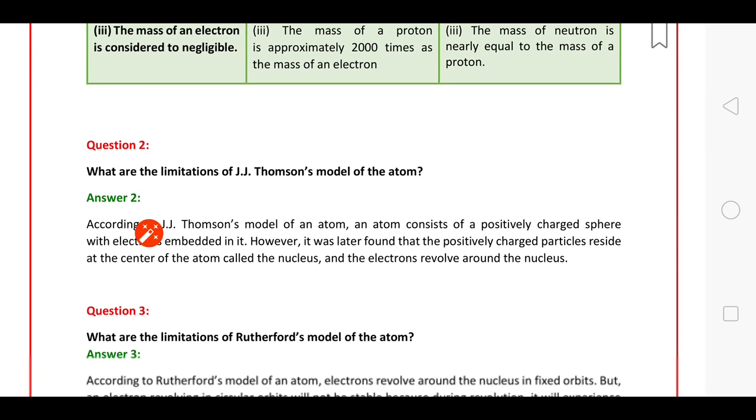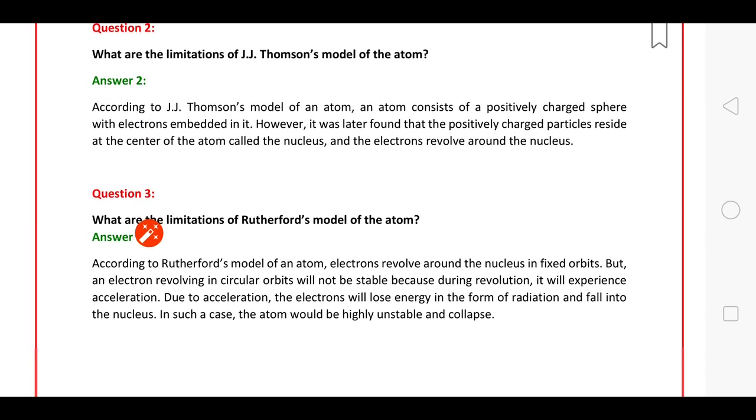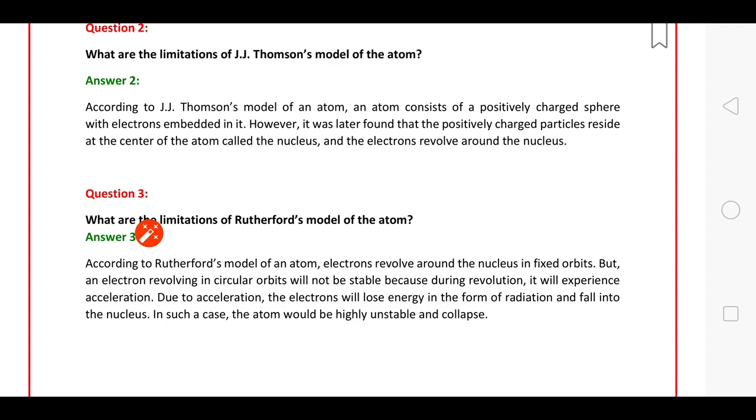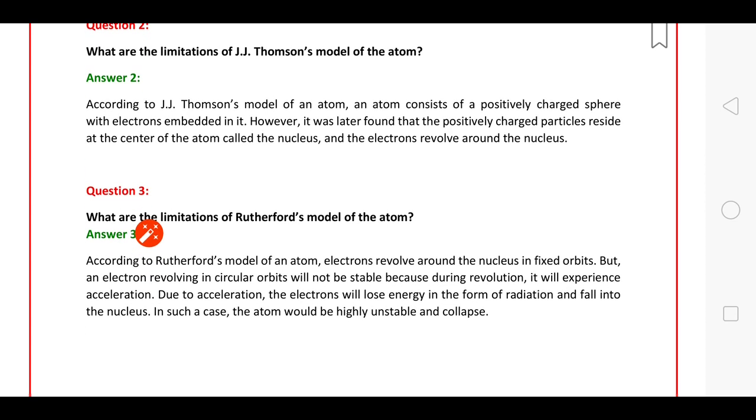Next question is, what are the limitations of J.J. Thomson's model of an atom? According to J.J. Thomson's model, an atom consists of a positively charged sphere with electrons embedded in it. However, it was later found that the positively charged particles reside at the center of the atom, called the nucleus, and the electrons revolve around the nucleus. So, these were the limitations of J.J. Thomson's model of an atom.